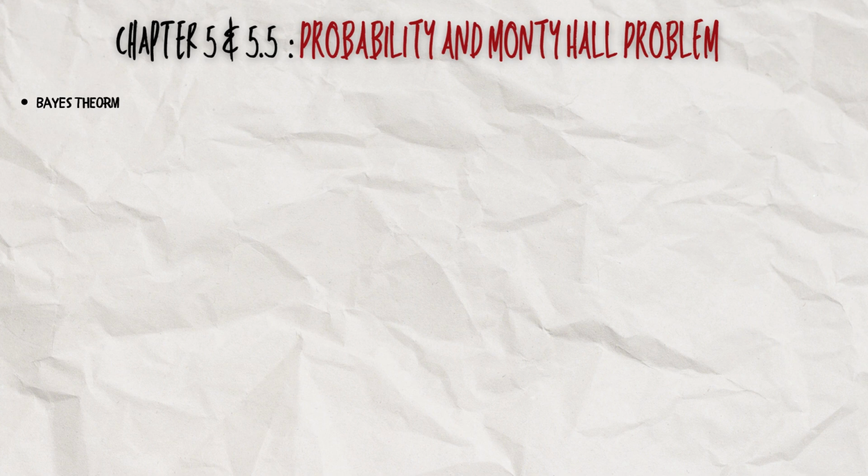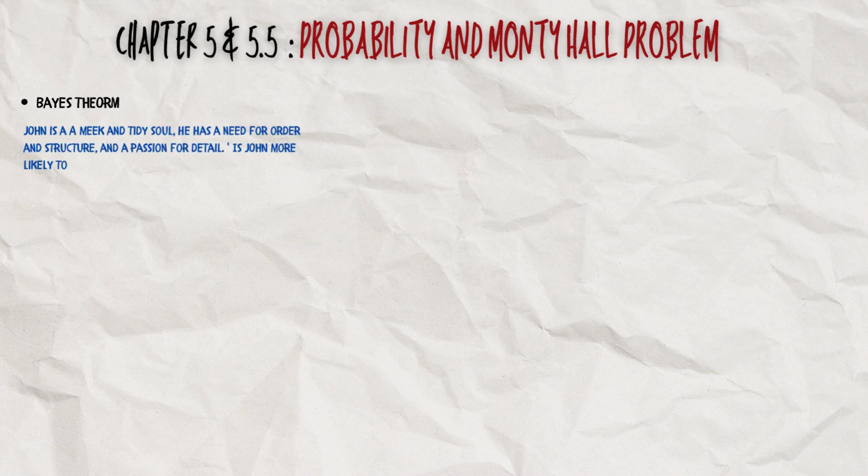And you might have heard this question from the famous experiment conducted by Kahneman and Tversky, the Nobel Prize winners. And this is the statement of this question. John is a meek and tidy soul. He has a need for order and structure and a passion for detail. Is John more likely to be a librarian or a farmer? Now, when this question was asked to a sample of population, most of them chose that John is more likely to be a librarian. However, this is incorrect, because to answer this question, we need a few more details.